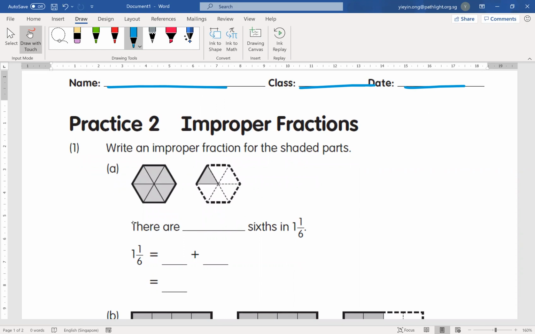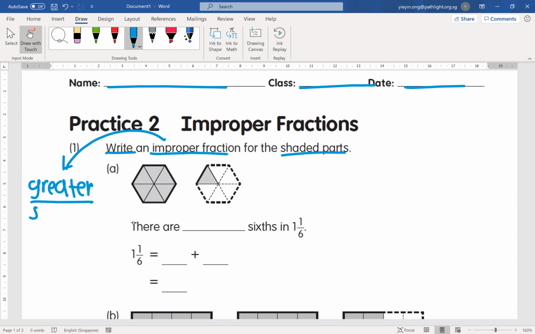Question 1 says write an improper fraction for the shaded part. So if you still remember, improper fraction means we have a greater number on top, which is the numerator, and a smaller number as the denominator. Greater on top, smaller below. Or we can also have the same number on top and below.